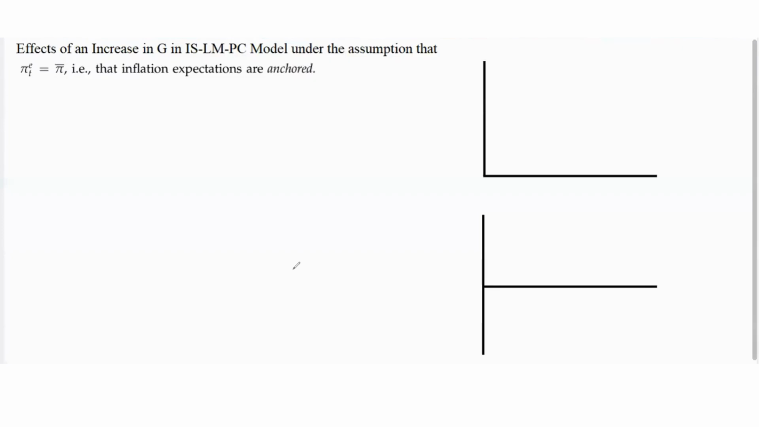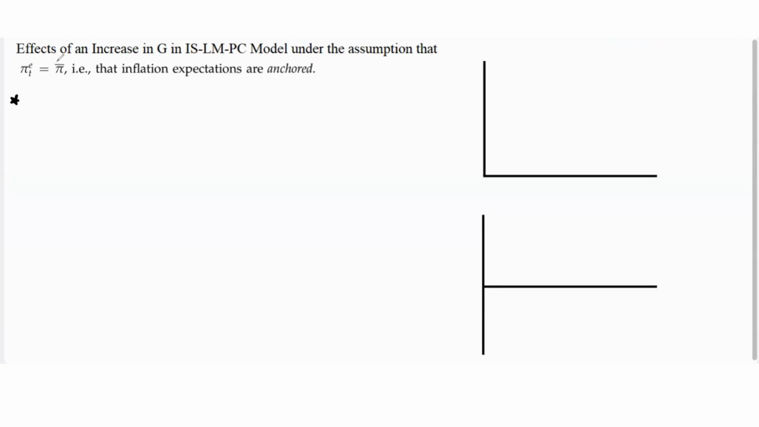We want to look at the effects of an increase in G in the IS-LM-PC model, and we will do this under the assumption that the inflation expectations are anchored to the central bank's target inflation rate, pi bar. So we'll take pi t equal to pi bar when we're looking at the Phillips curve. To look at this effect, let's suppose the economy begins with medium-run equilibrium.